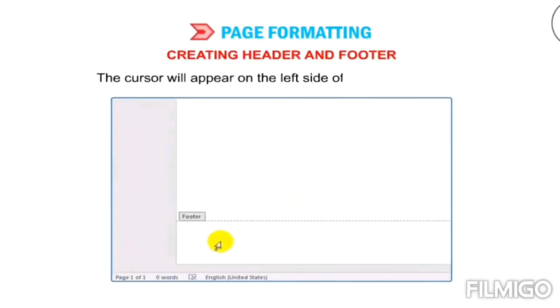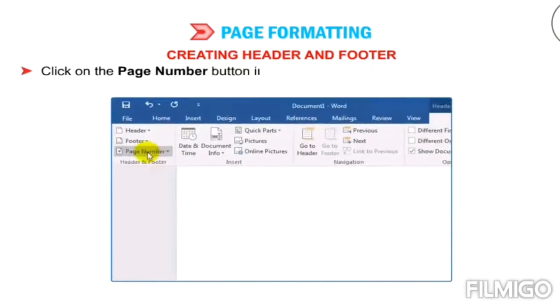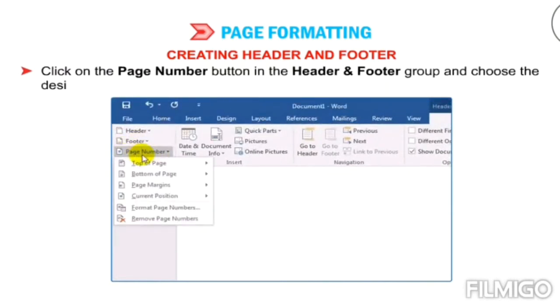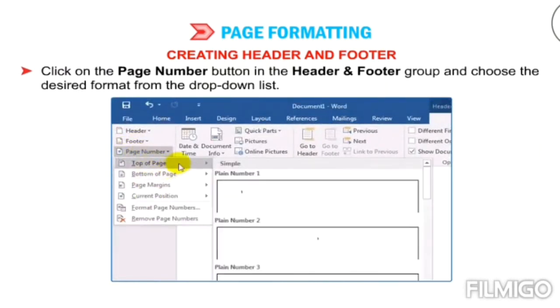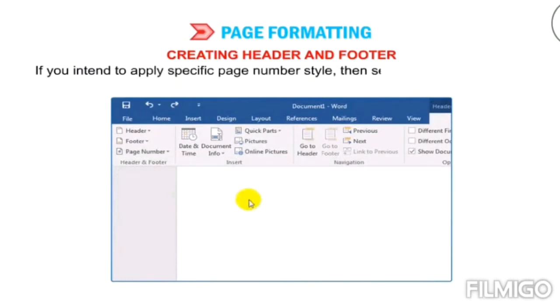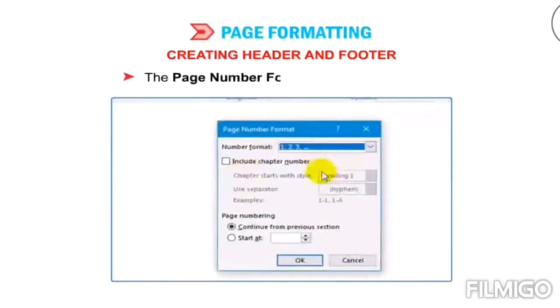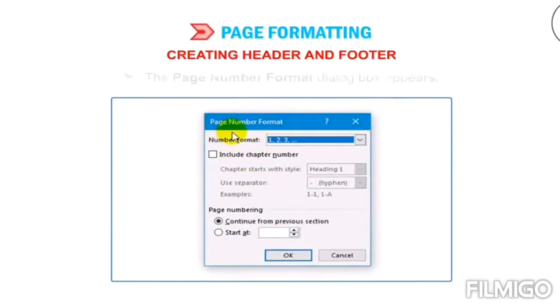Press the Tab key and the cursor will jump to the center of the page. Click on the Page Number button in the Header and Footer group and choose the desired format from the drop-down list. If you intend to apply a specific page number style, then select the Format Page Numbers option from the drop-down menu. The Page Number Format dialog box appears. Define the settings as per your need and click OK.